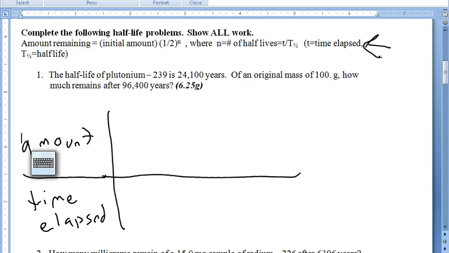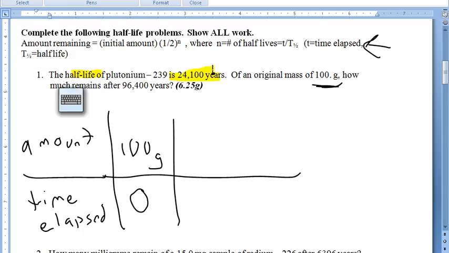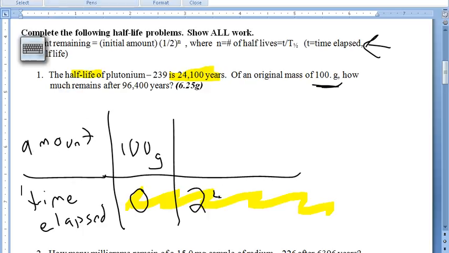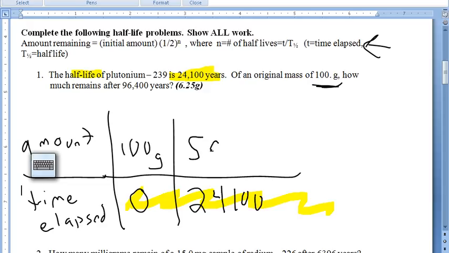So for problem number one, we're starting at 100 grams, and we start at time 0. That's our initial. And then after a half-life happens, which is 24,100 years, that's what's going to go down here. This many years passes, 24,100, and we'll have half of 100 grams, which is 50 grams.